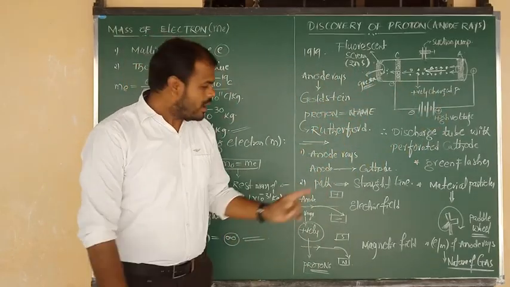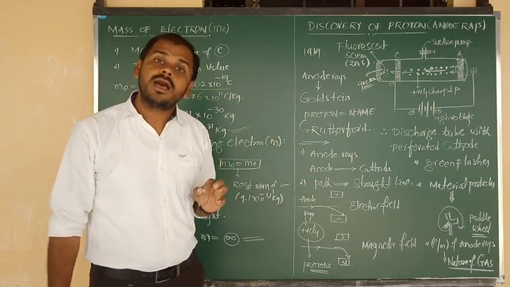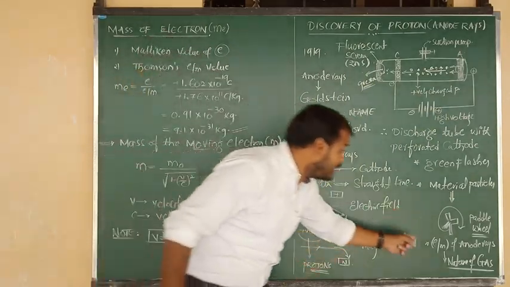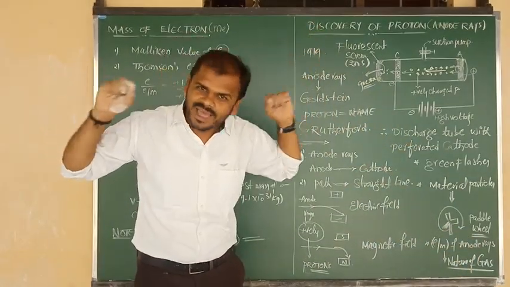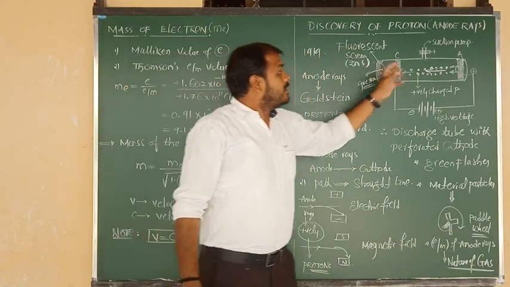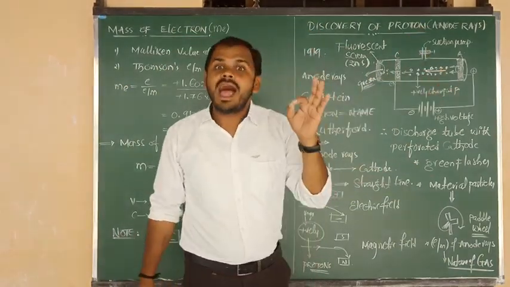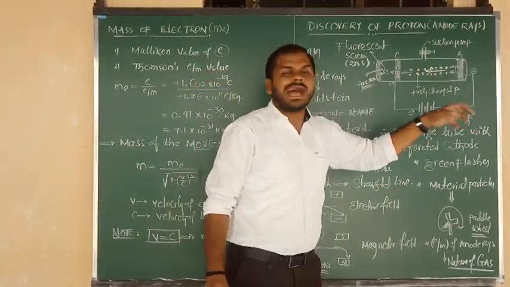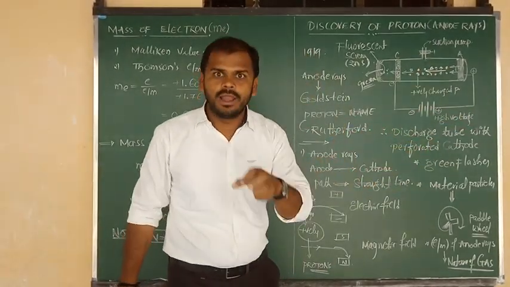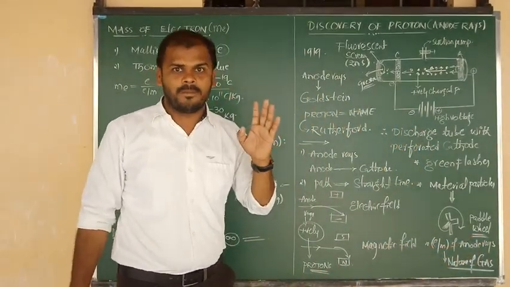Okay, all of you, I hope you understand that story clearly. And the final touch is, sir, when will the e by m value of anode rays be maximum? For that, the answer is when the gas present in the discharge tube is hydrogen. If the gas in the discharge tube is hydrogen, in that case only the e by m value of anode rays will be maximum.